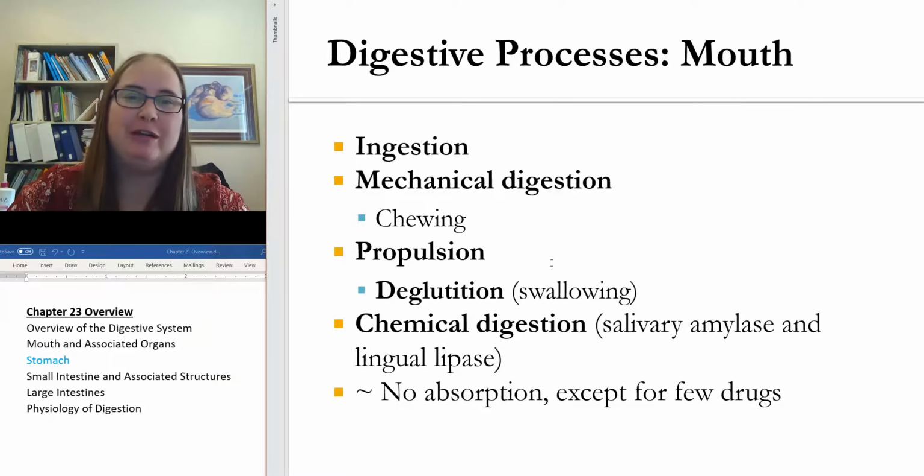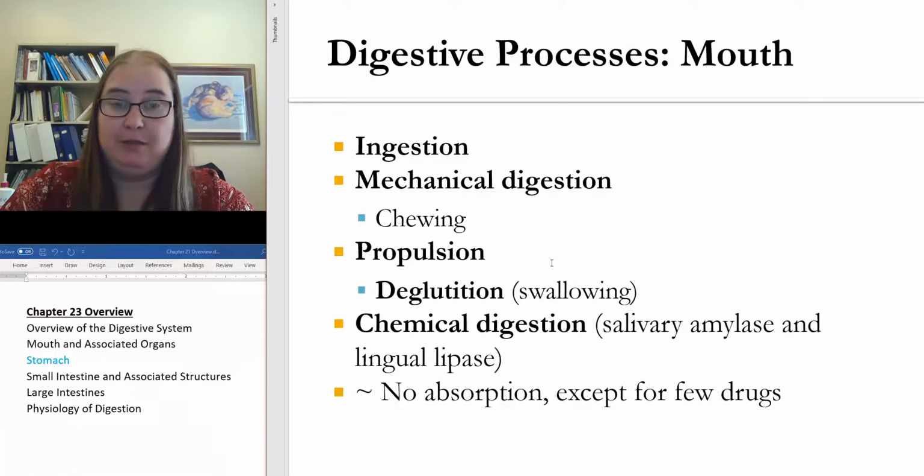In terms of the digestive processes of the mouth, obviously the mouth is involved in ingestion, mechanical digestion in the process of chewing, and propulsion, which is the process of deglutition, which is swallowing. There's a little bit of chemical digestion in the mouth as well with our salivary amylases and our lingual lipases. However, there is no absorption in the mouth.